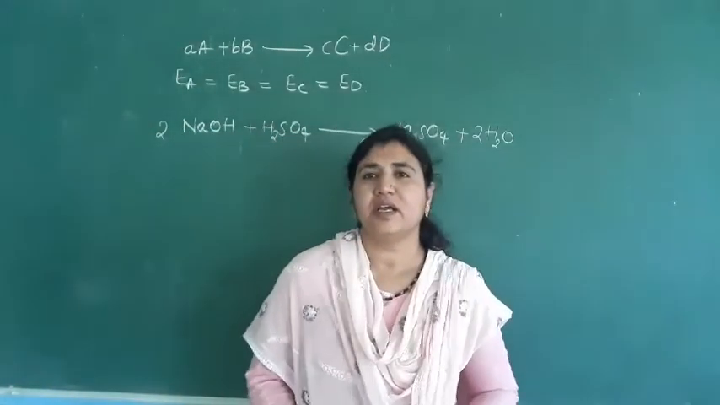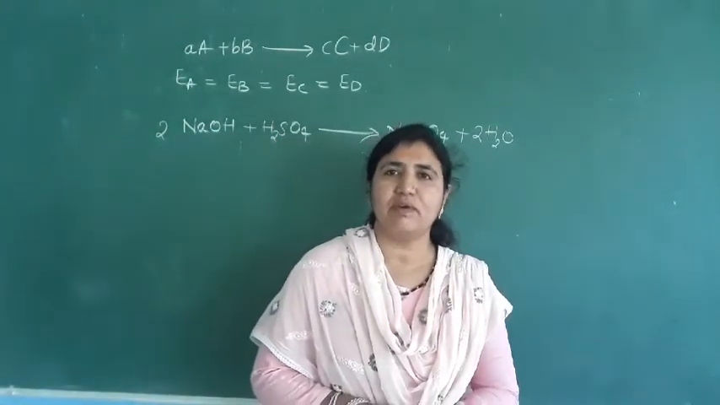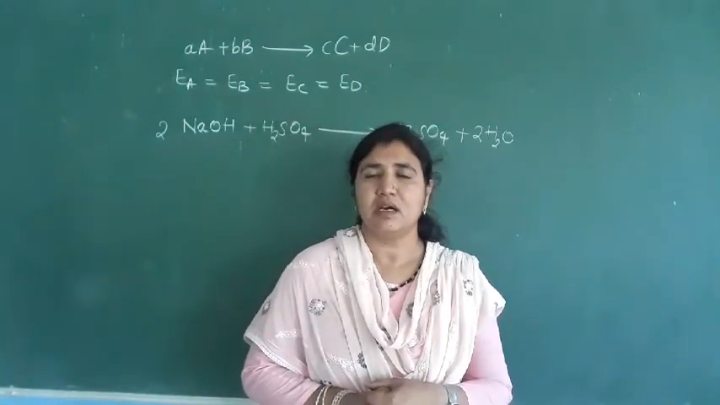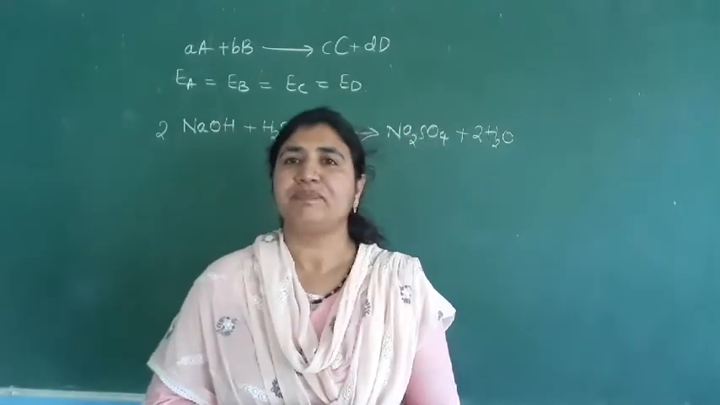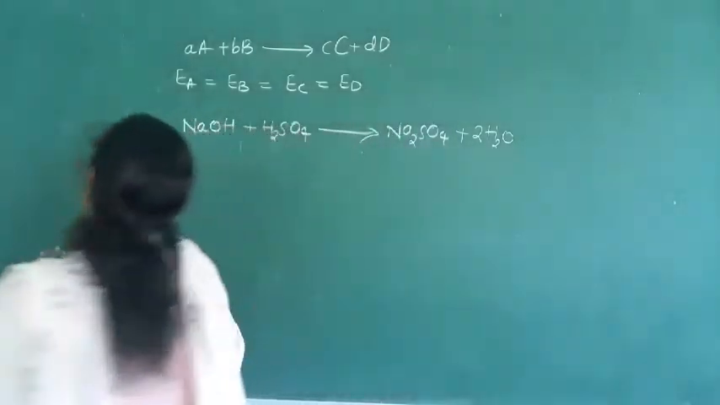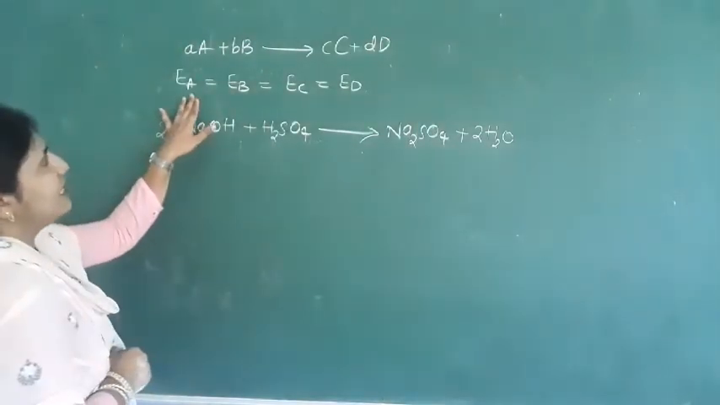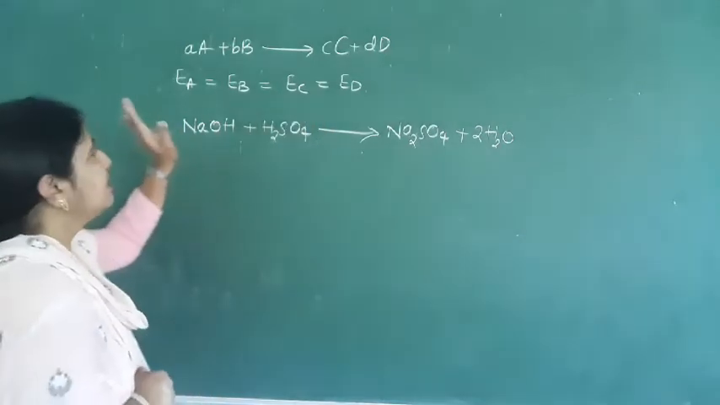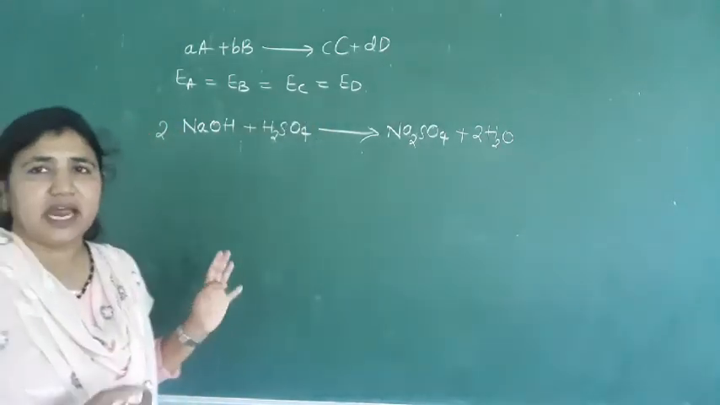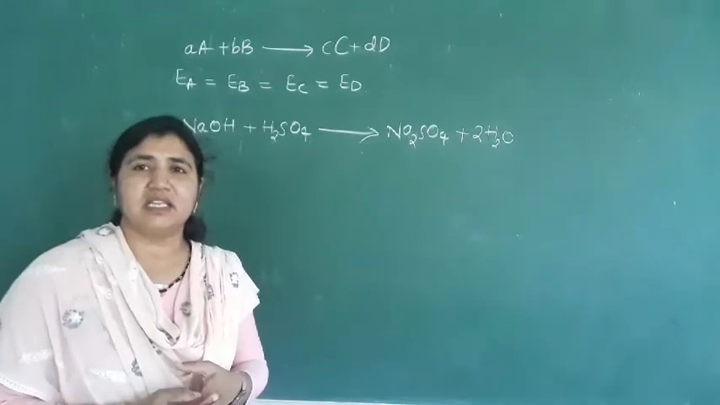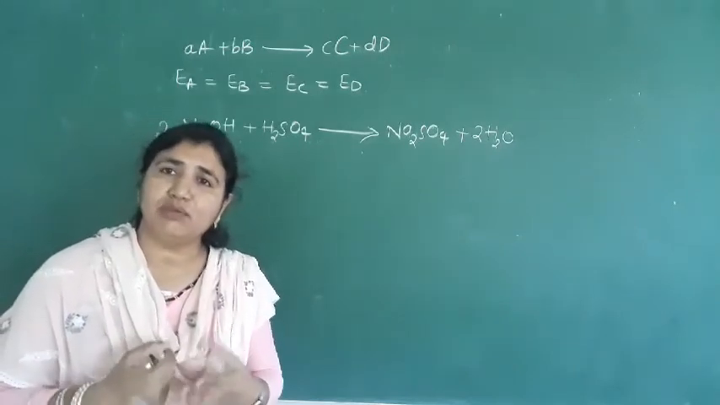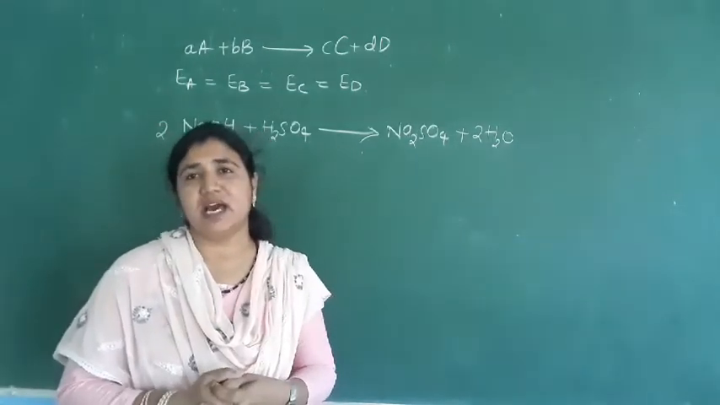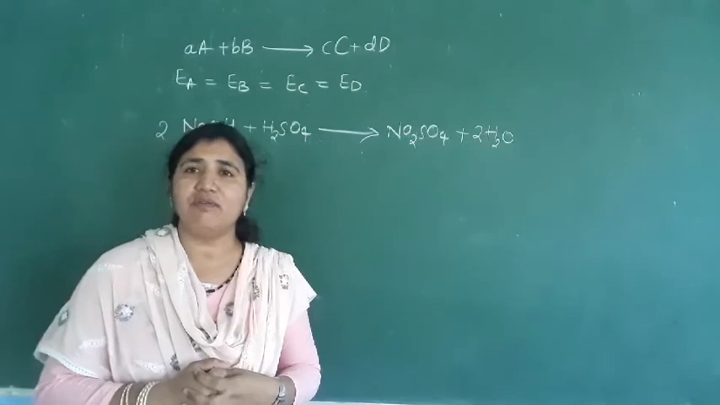Hello students, in today's class we are going to solve problems based on the number of gram equivalents by using the equivalence law. Equivalence law, what does it say? It says that the number of gram equivalents of the reactants and the products are equal. The reactants' number of moles will be different, but the number of gram equivalents is always equal. That is the law of equivalence.